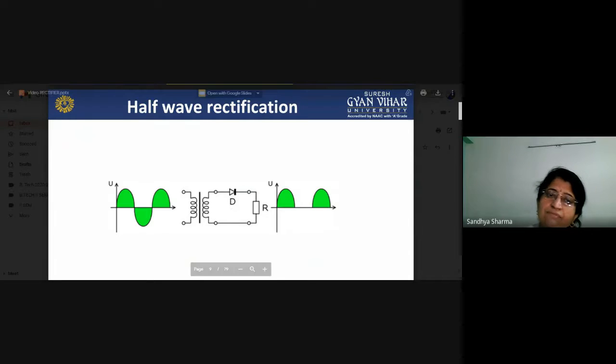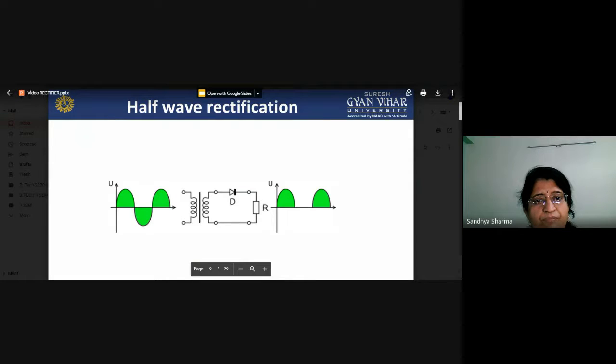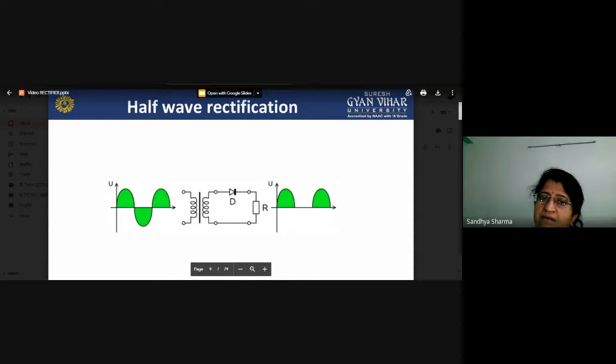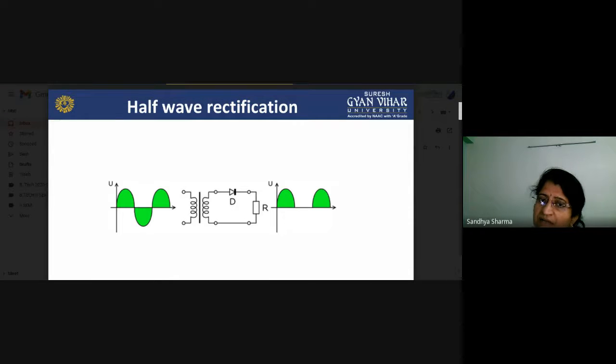So here again we have to see, suppose this is the AC signal and we have applied this AC signal to this transformer. So now what will happen in secondary winding? In positive half cycles, the upper part of your winding is positive and the lower part will be negative. So this type of supply will forward bias your diode, and due to conduction of our diode we receive the current across the load resistance RL.